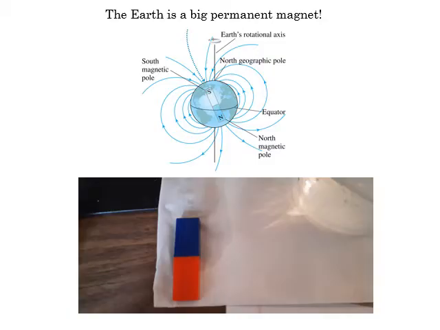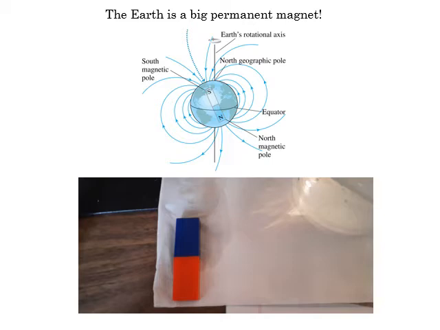It turns out that our planet is actually like a giant bar magnet, where the geographic North Pole is close to the magnetic South Pole, and the magnetic North Pole is close to the geographic South Pole.